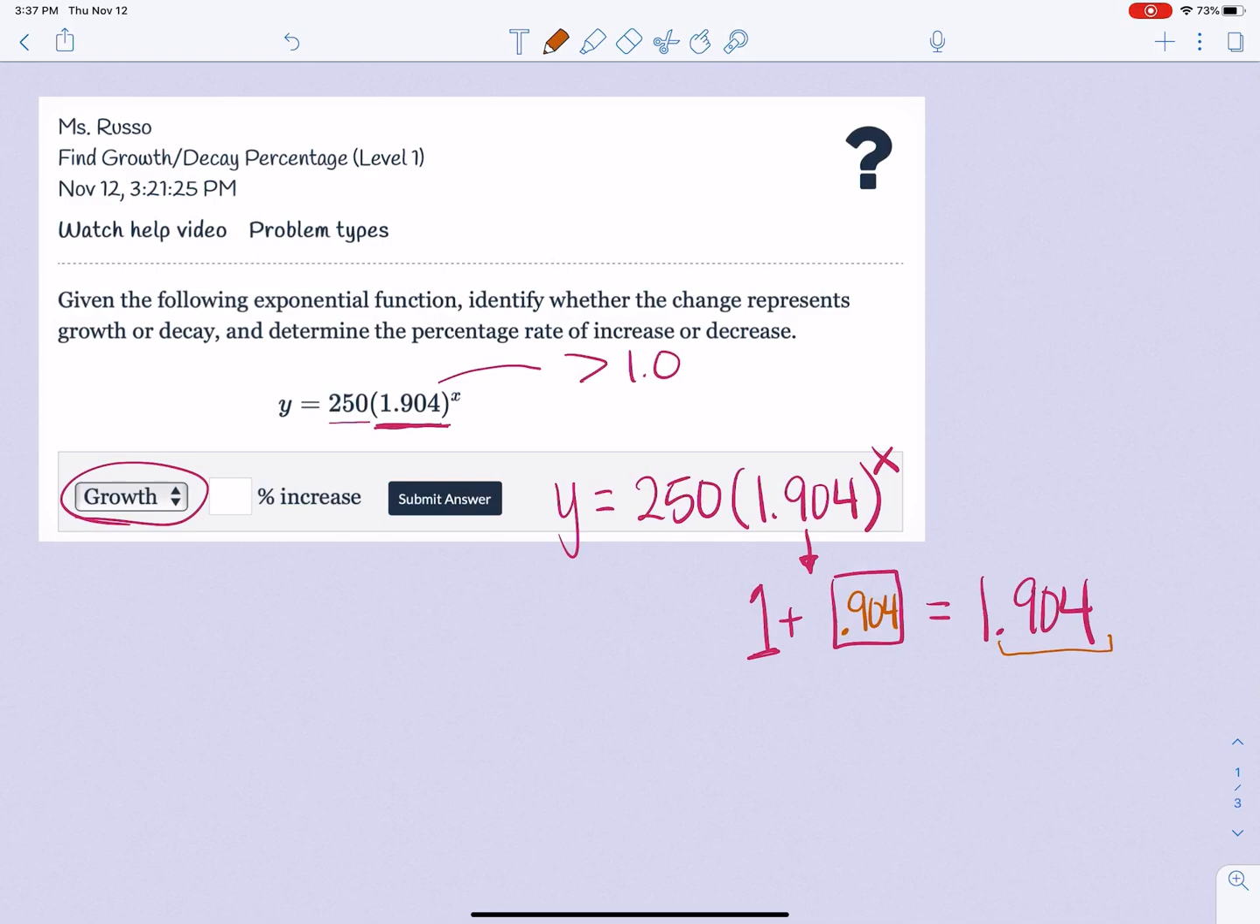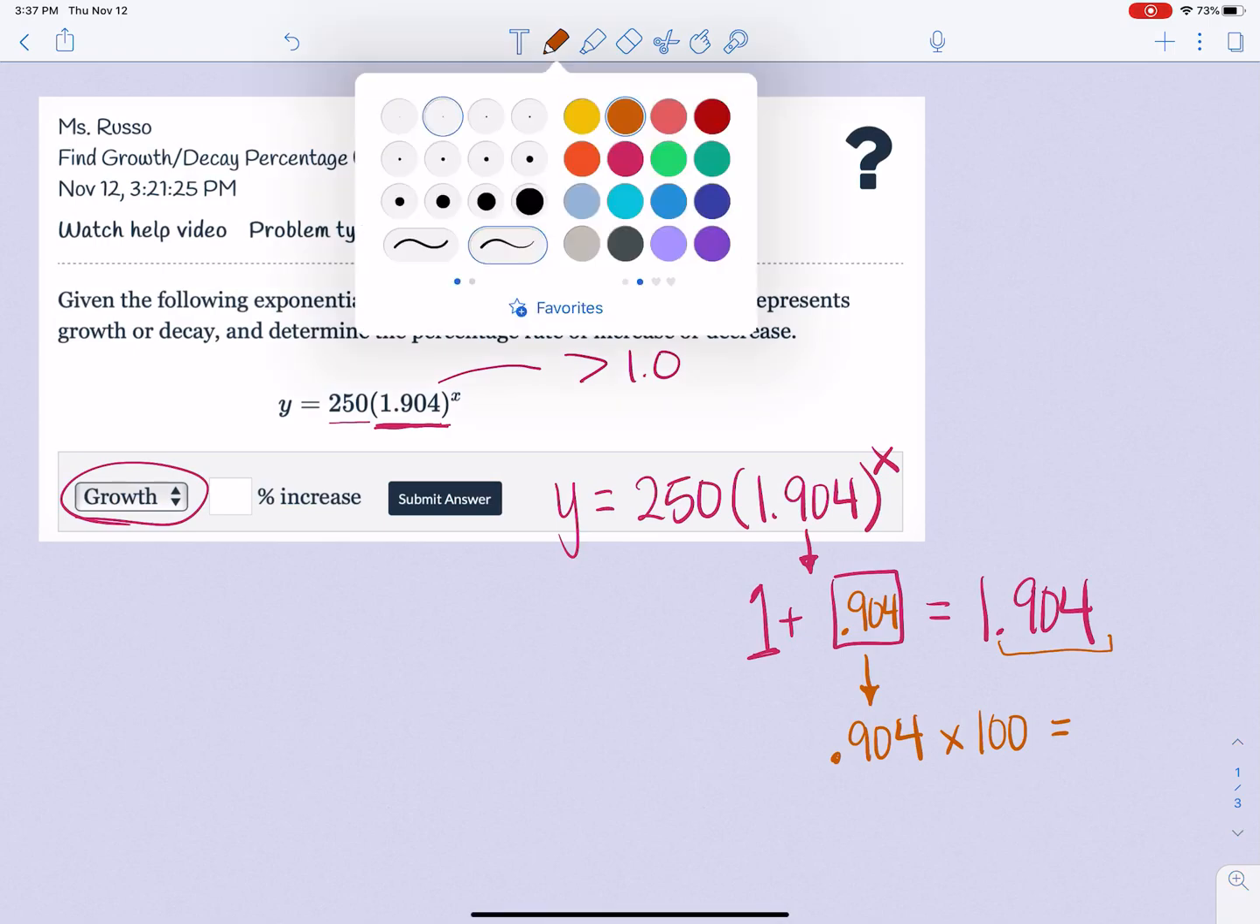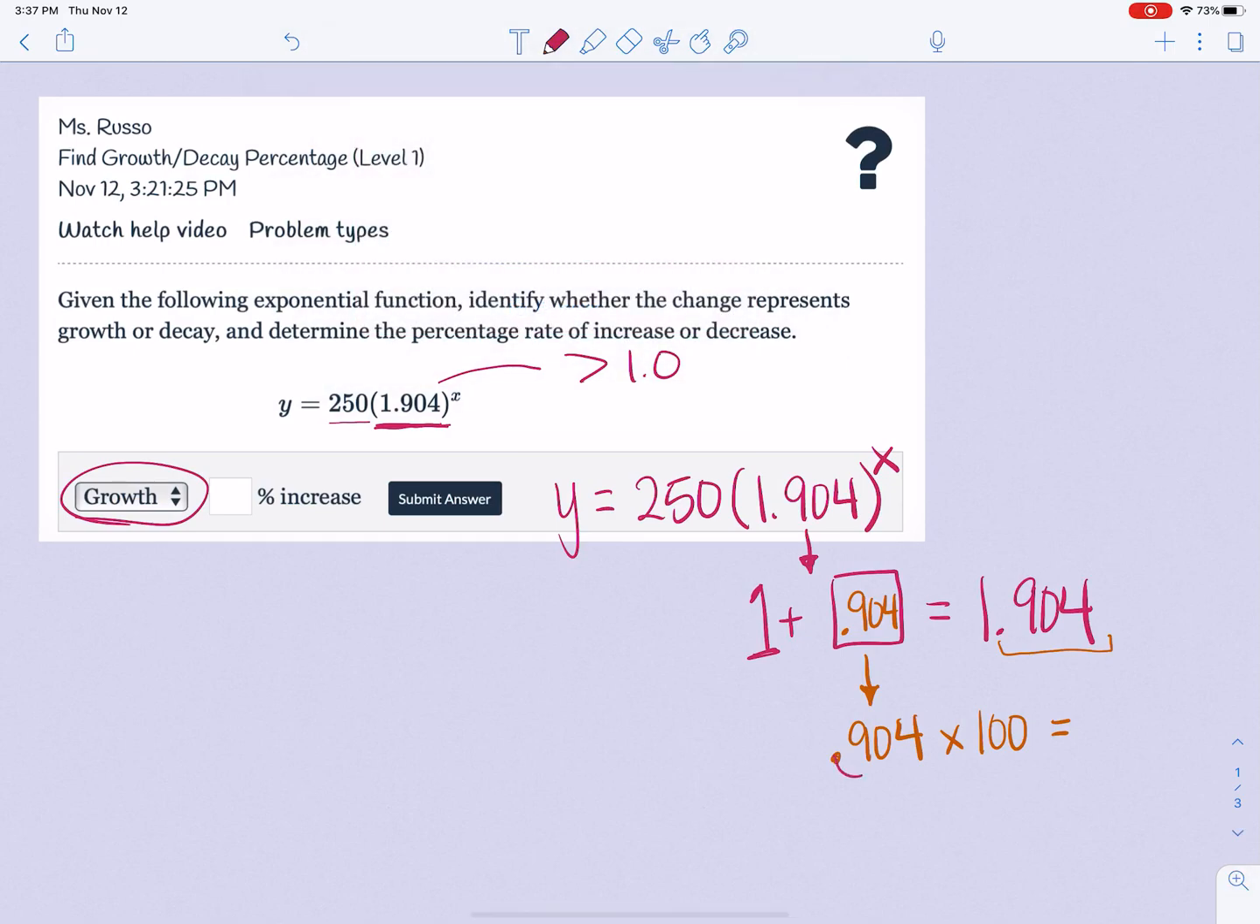This is a percent. No, sorry. This is a decimal, and we need a percent. So 0.904, we times that by 100, which means we will move our decimal 2 times. 1, 2, and we have 90.4%. So that is the number that I type in here, 90.4% increase. That's almost doubling. Okay, one more.